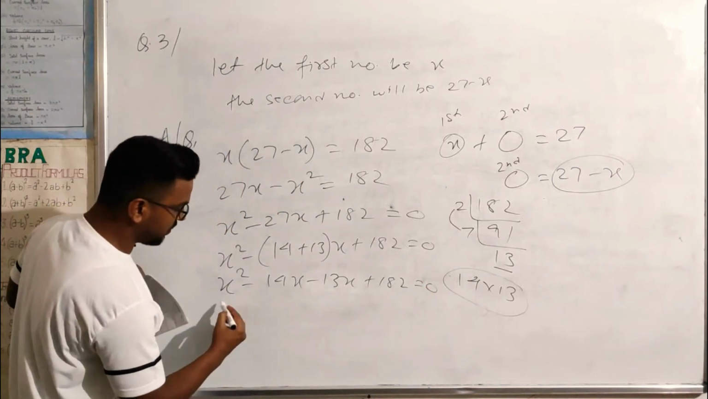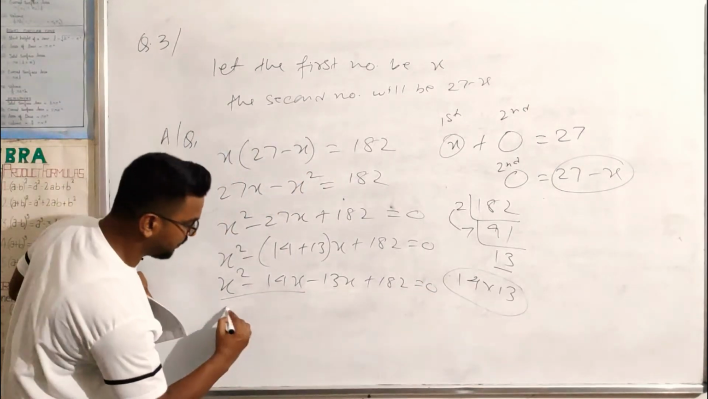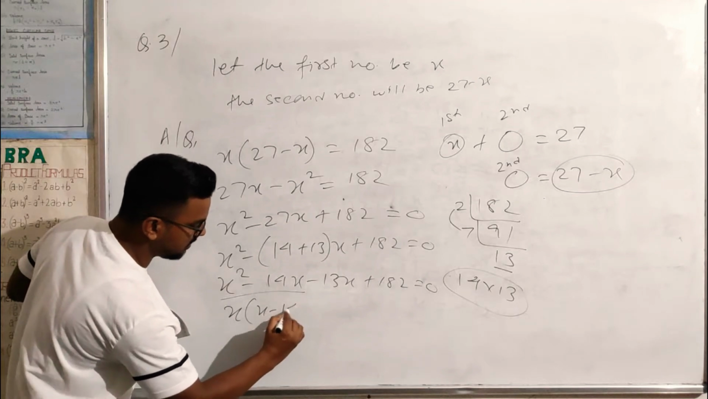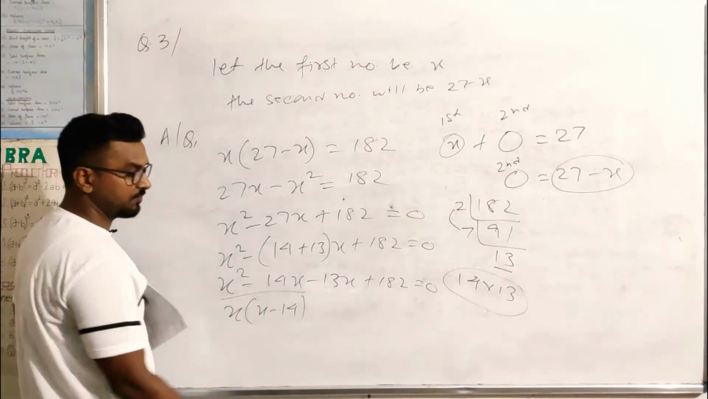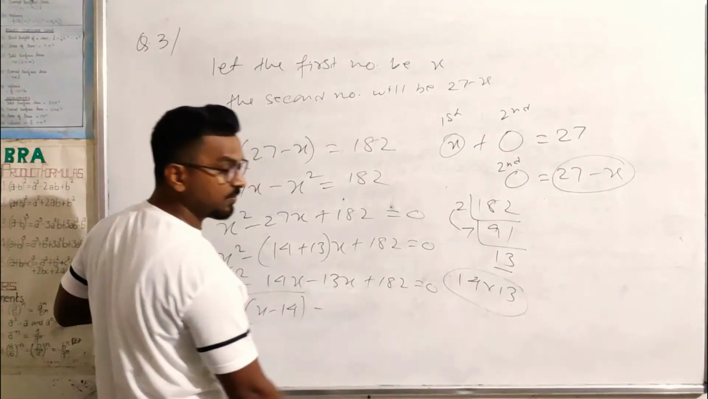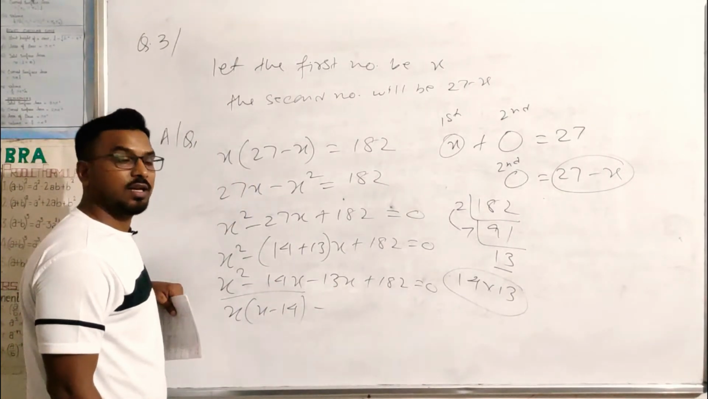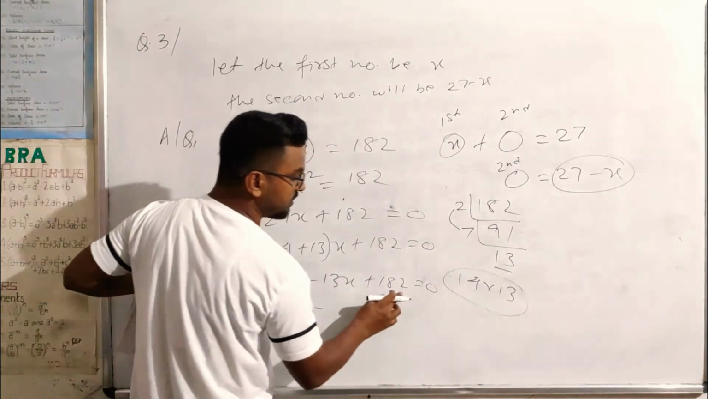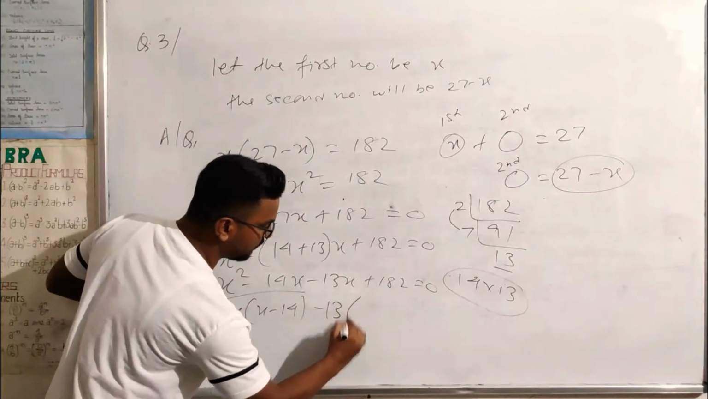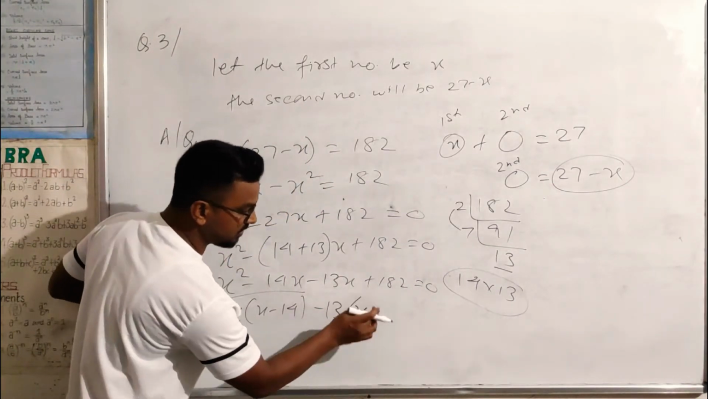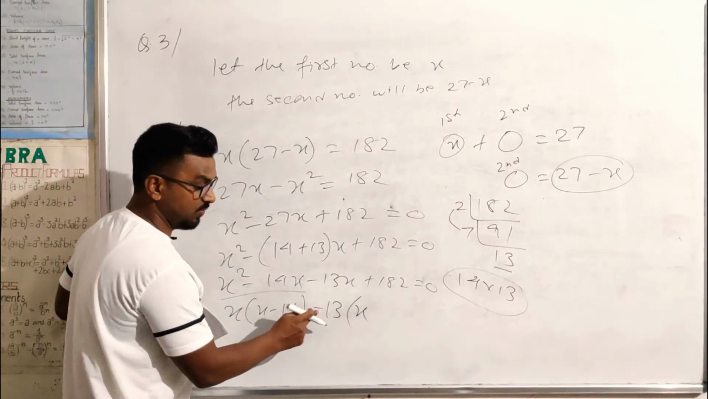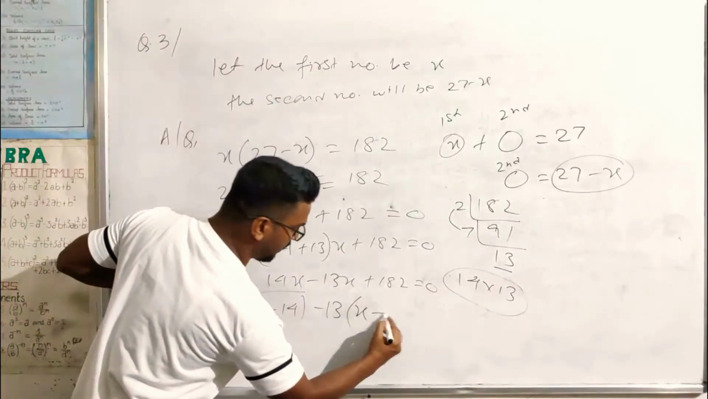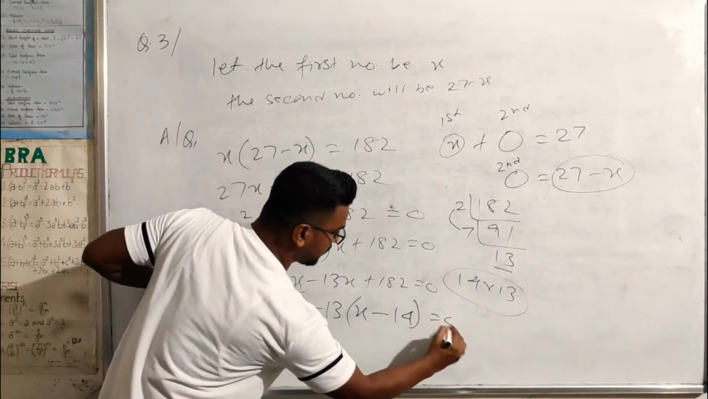So what is the common factor in these two? X. So x minus 14, x into x square minus x into 14 is 14x. So what is the common term in this? Common term is 13, because 13 into 14 is 182. So 13 will be common. If you take it out, what will be the sign here? It will be minus, because here it is plus and here it is minus. So minus minus, then only it will be plus. So minus 14 equals to 0.